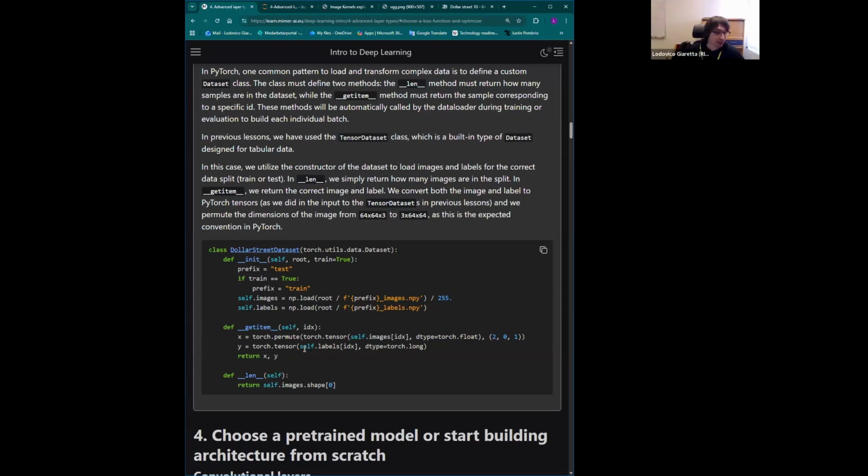Yeah, absolutely. I will finish with the getItem. So what we do here is that we load all the images, and then in the getItem, we load a specific image and the corresponding label.